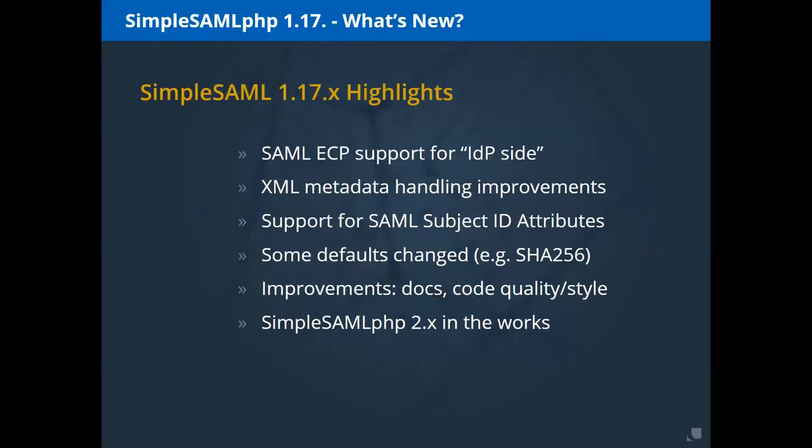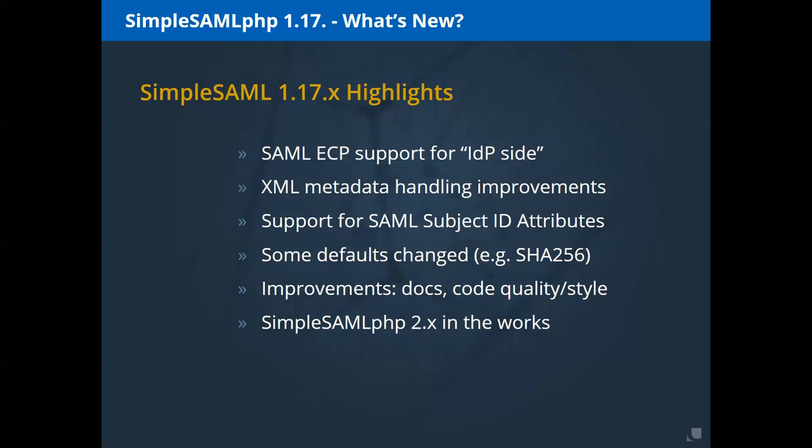So just a few highlights from 1.17, as I mentioned. The IdP side has support for ECP for all your non-web-based SSO flows. There are many XML metadata handling improvements. There should be some speed improvements as well. A big thing is support for SAML subject ID. If you recall, that's the change from using name ID or subjects for identification in SAML. So it's kind of a newer thing, and it now has support for that.